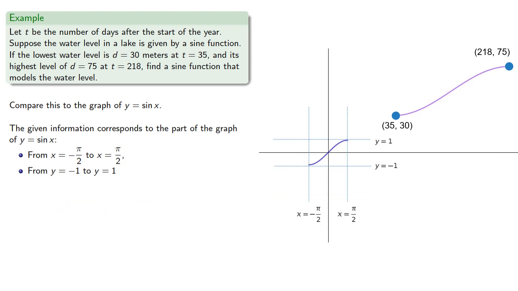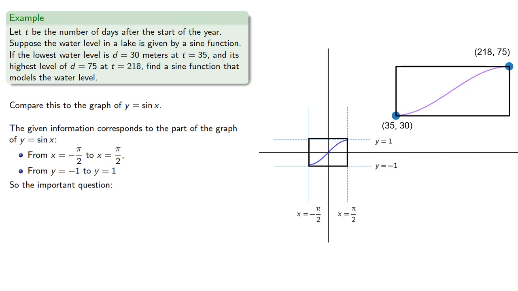So, let's box our two graphs, the original graph, and the graph of the water level. And so the important question is, what transformations can we apply to turn the graph of sine x into the graph of the water level?